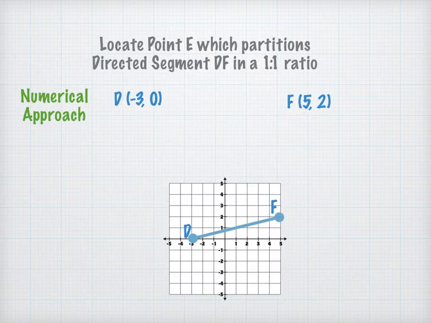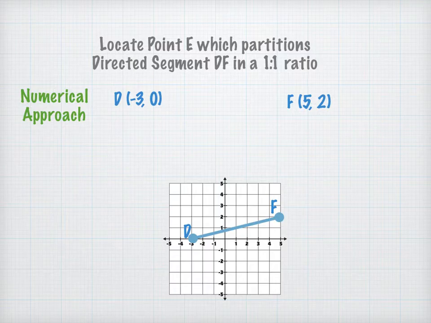Now the same problem, but this time using a numerical approach. I have my coordinates of point D, -3, 0. Coordinates of point F are 5, 2. And because I want to locate point E, which partitions the segment in a 1-to-1 ratio, that really means my point E is going to be my midpoint.